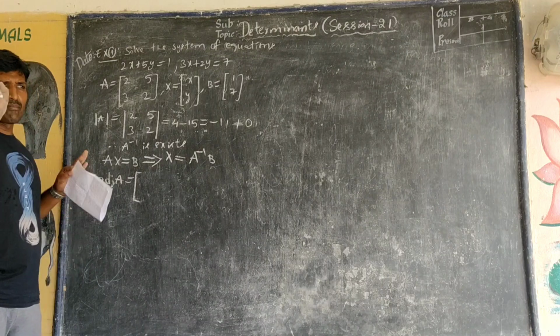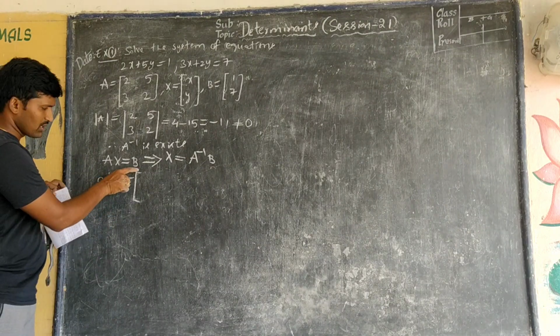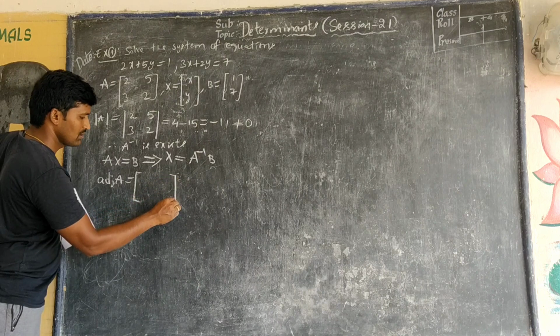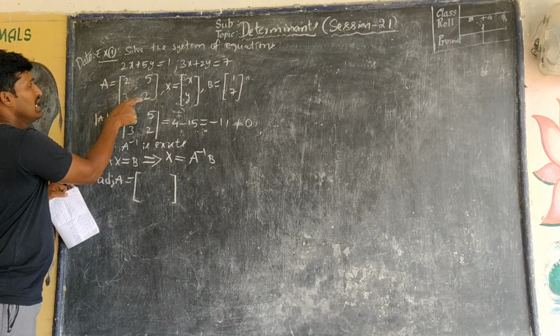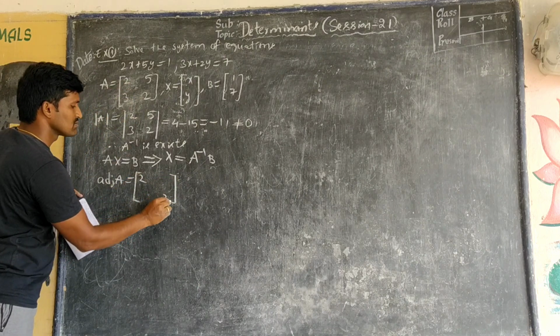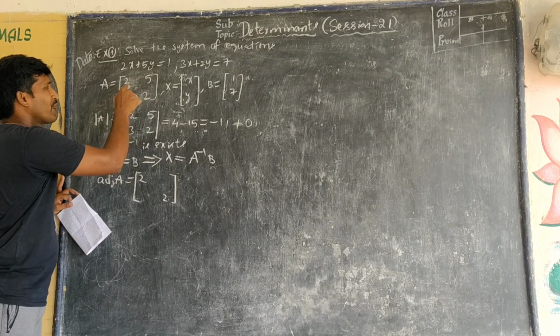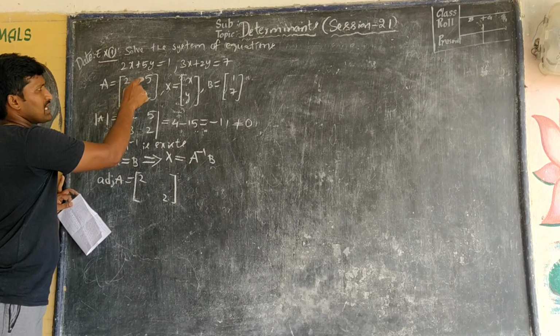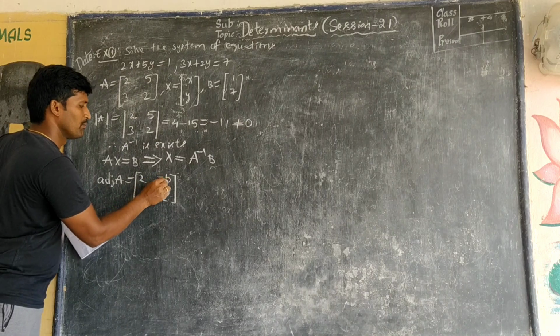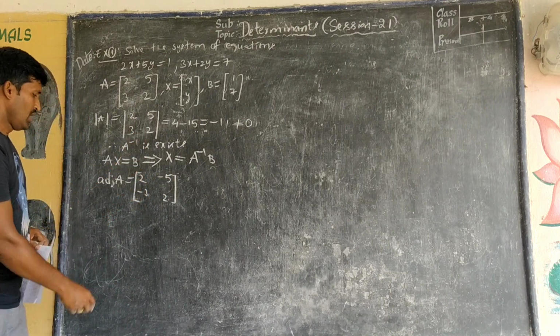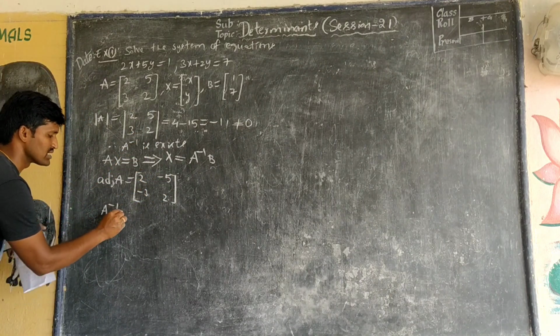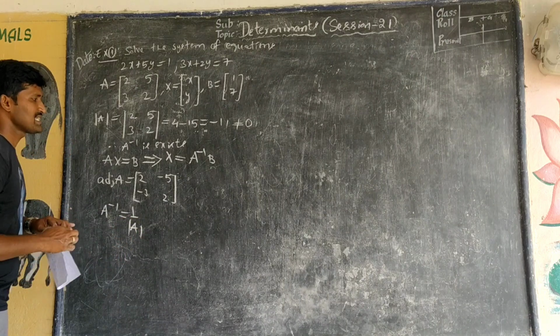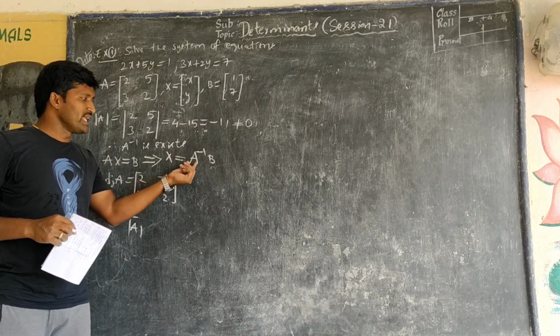Again I am telling you, adjoint is a matrix, not a determinant. That's why square brackets are written. How to find adjoint A for 2 by 2? Interchange the diagonal elements. Change the sign for the non-diagonal elements. Here only you have to change the sign: minus 5, minus 3. Now from this we can write the A inverse matrix, because to find the X matrix, we need A inverse.